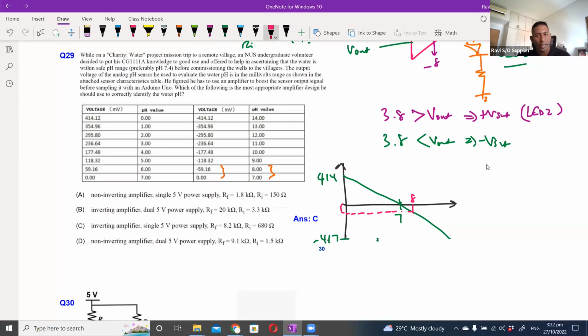So since it is a negative range, before we can sample it with Arduino Uno, we need to make it positive. Definitely we need an inverting amplifier to make it positive. So it's either B or C. If you look at the values, the gain for C is higher, so that is a more appropriate option for this scenario. Using option C with a higher gain and an inverting amplifier, you'll be able to get a better reading to identify the pH value that you're measuring.